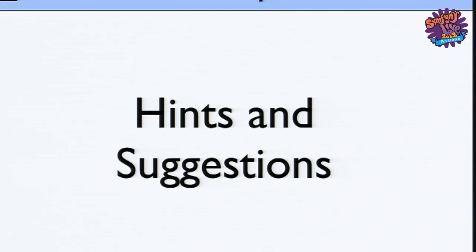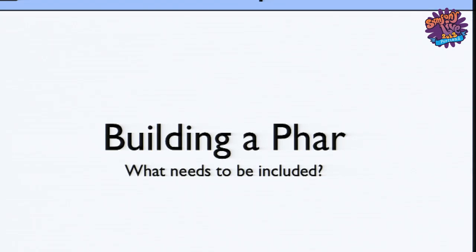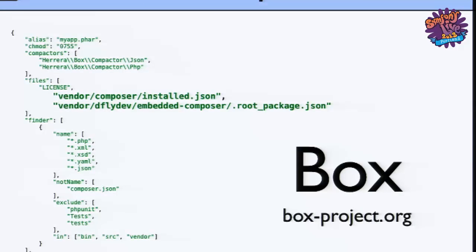Some hints and suggestions for using this based on the stuff that I've been working on. If you want to build a PHAR, there are certain things that you need to make sure are included in the archive. Has anyone used Box to build a PHAR? It's really cool. The first PHAR builder I saw was Composer's compiler. It's kind of complicated and did all these things.